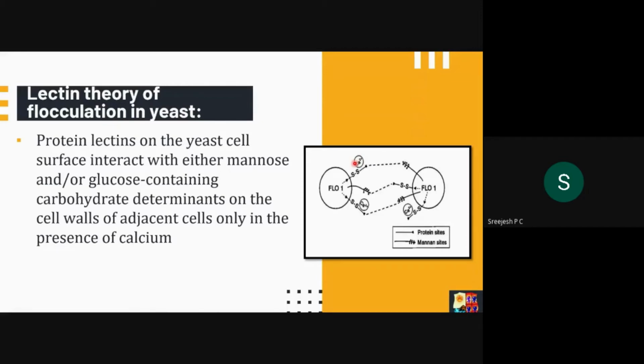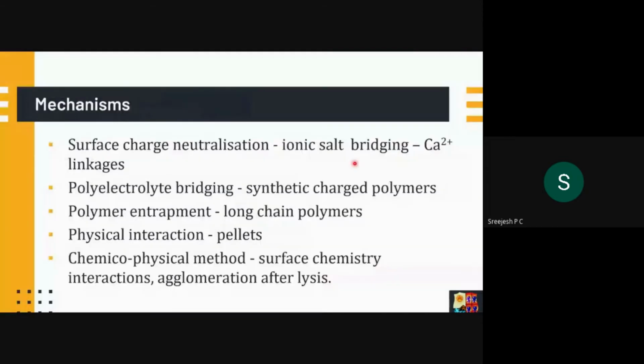It's an interesting article. So what is the mechanism that you can see during the entire process of flocculation? There are different mechanisms that you will be able to see that is leading to the floc formation. One is the surface charge neutralization by the addition of ionic compound, ionic salt, which is causing the bridging, especially like the Ca2+ linkages that is going to take place.